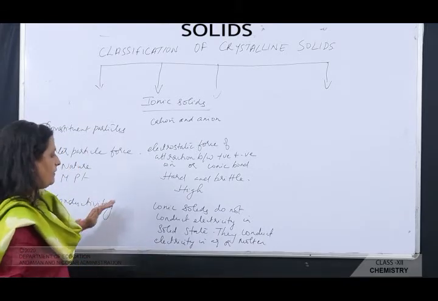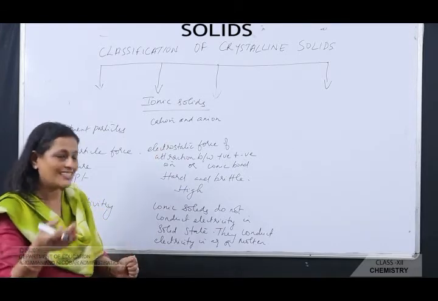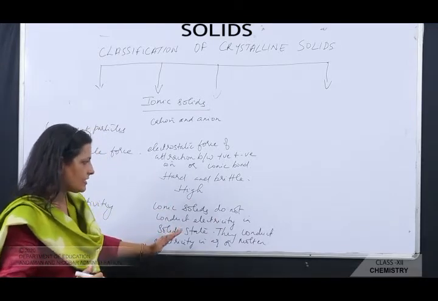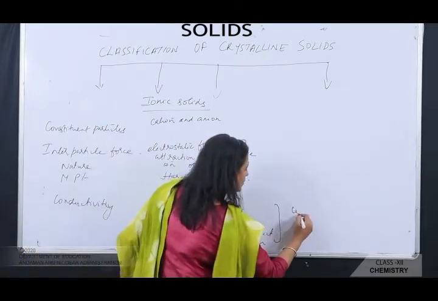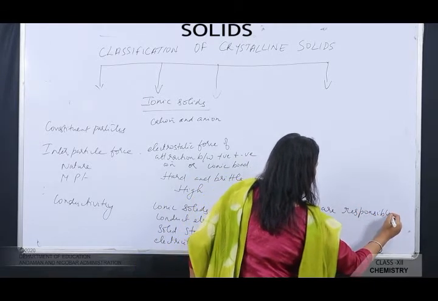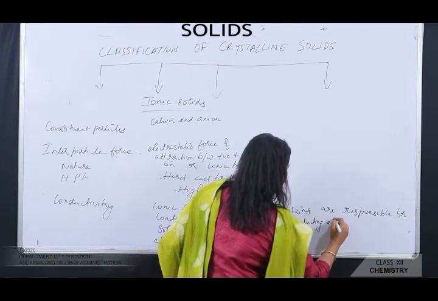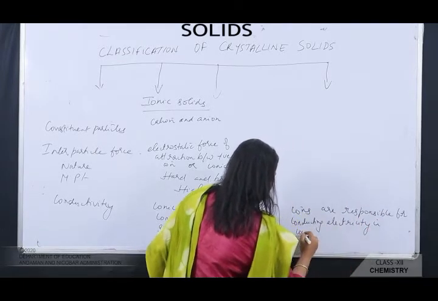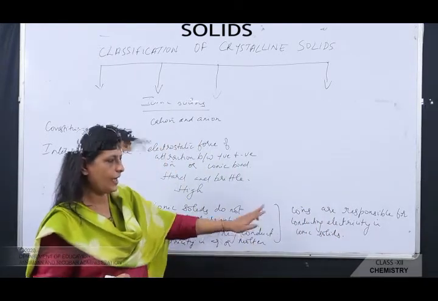Is it clear? That is, when they are in solid state, they don't conduct electricity. Why? Because the force of attraction is very strong. So once you dissolve it in water or when you melt it, the ions move far away. So they conduct electricity. And who is responsible for conducting electricity in case of ionic solids? The ions are responsible for conducting electricity in ionic solids.